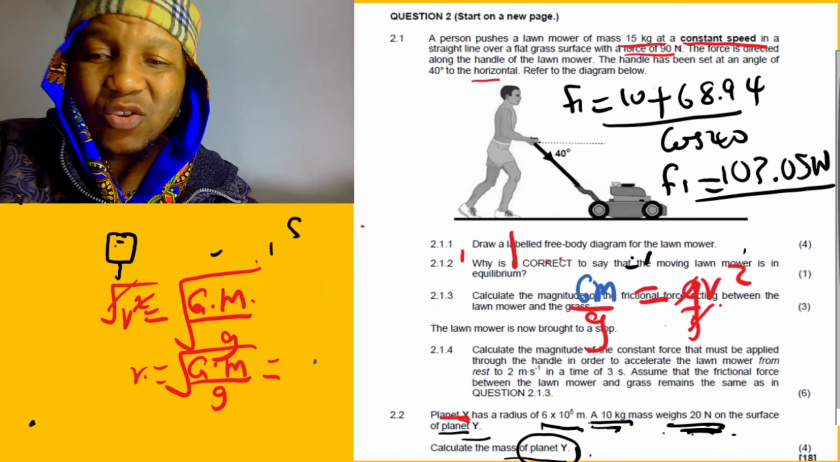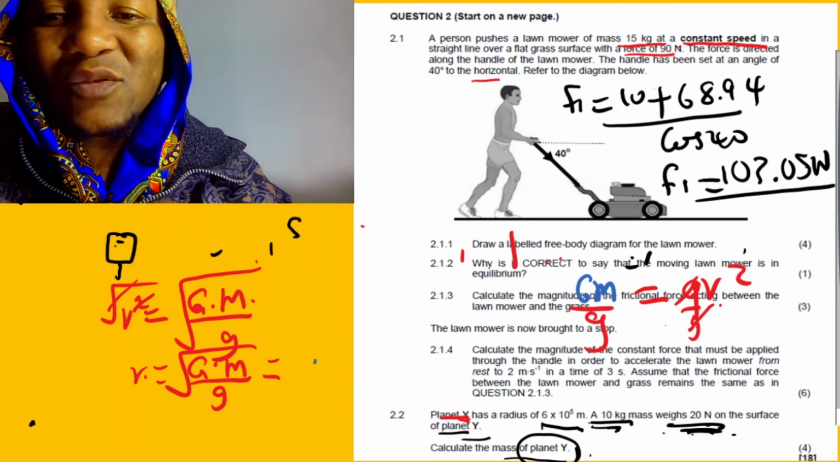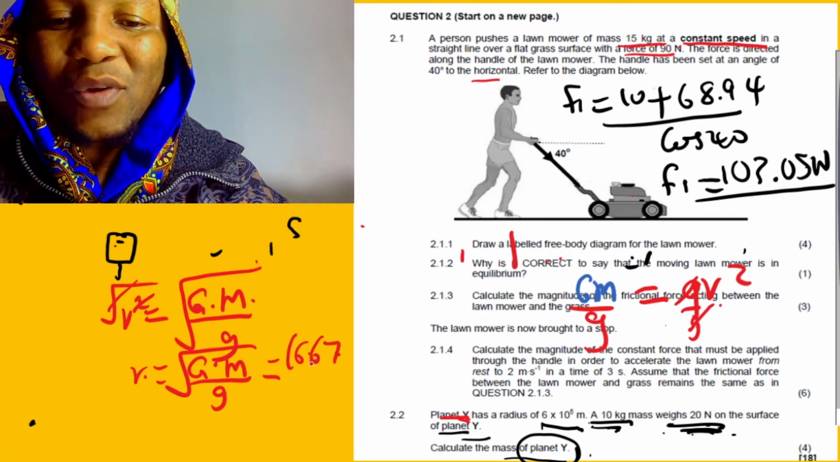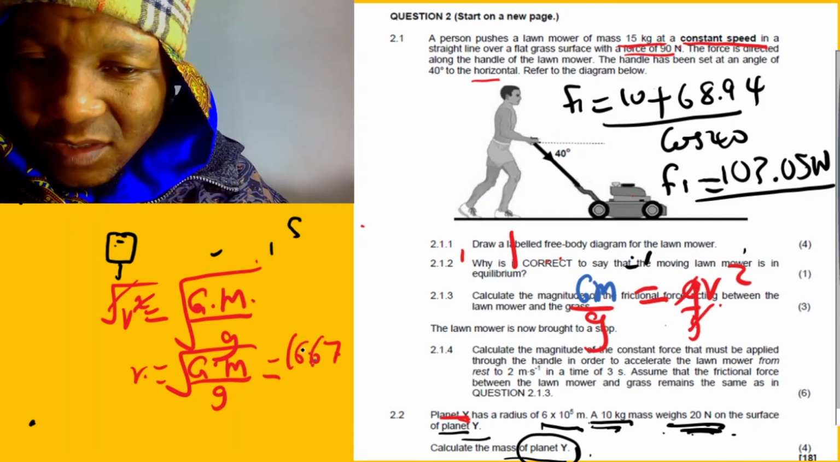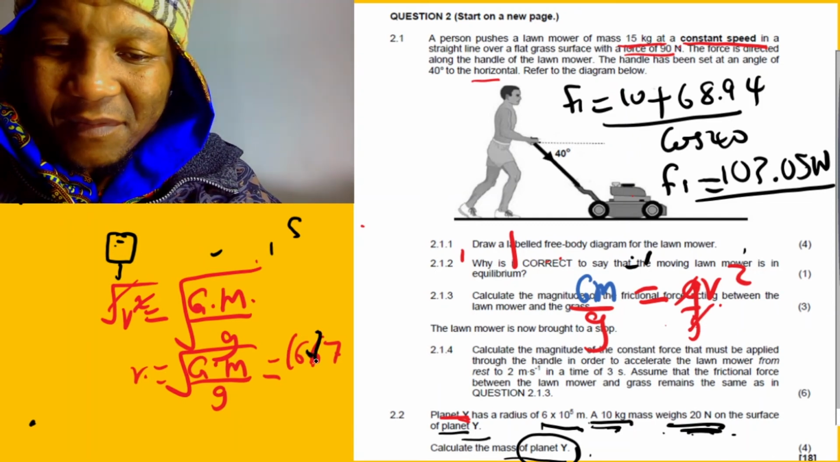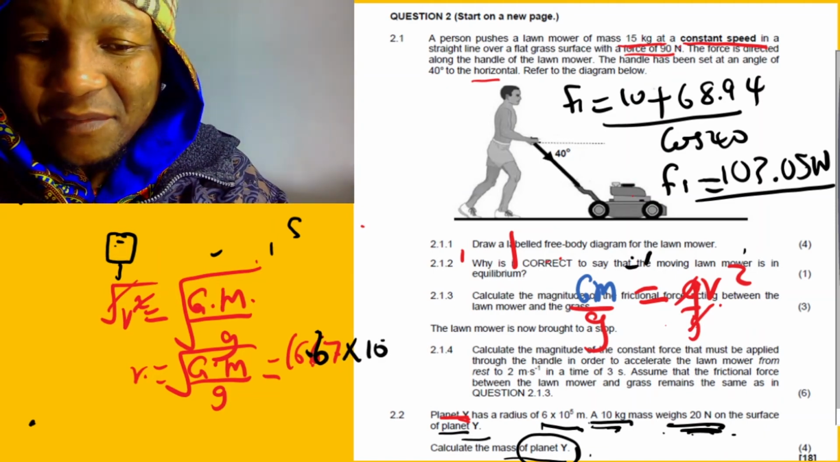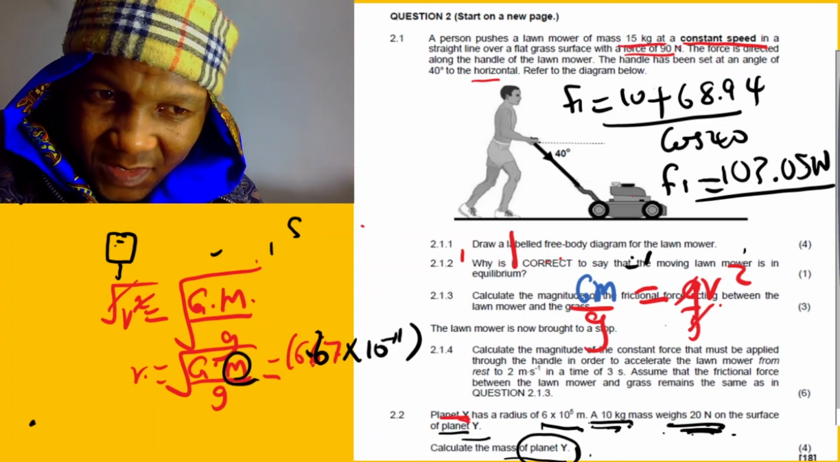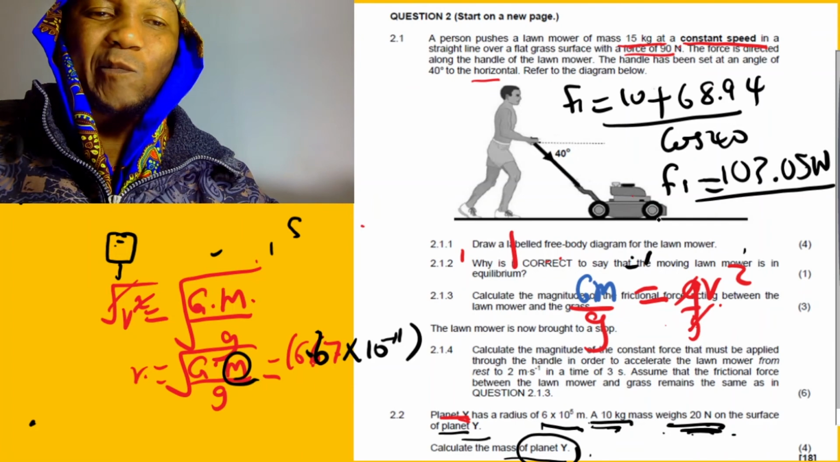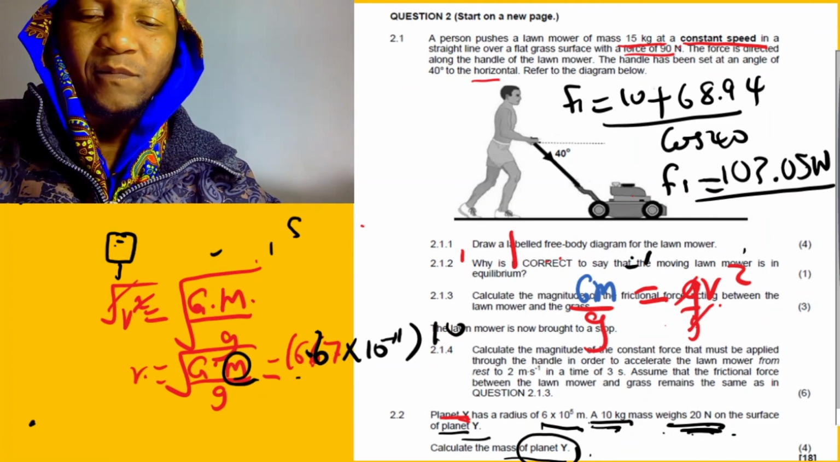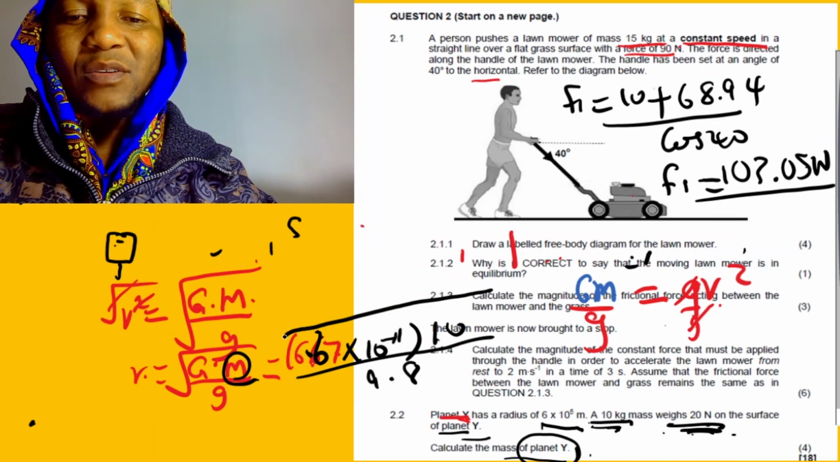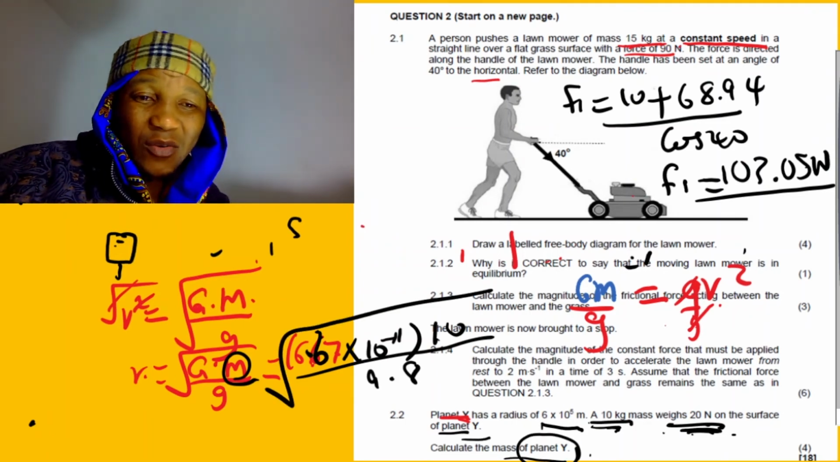What is G? Gravitational constant. Gravitational constant is equal to 6.67. This one is constant, so you don't even have to calculate it, just memorize. 6.67 times 10 to the negative 11, and then multiply by mass. What is the mass? 10 kilogram, over g. g is 9.8. And remember, you have to square root. So plug in the square root.